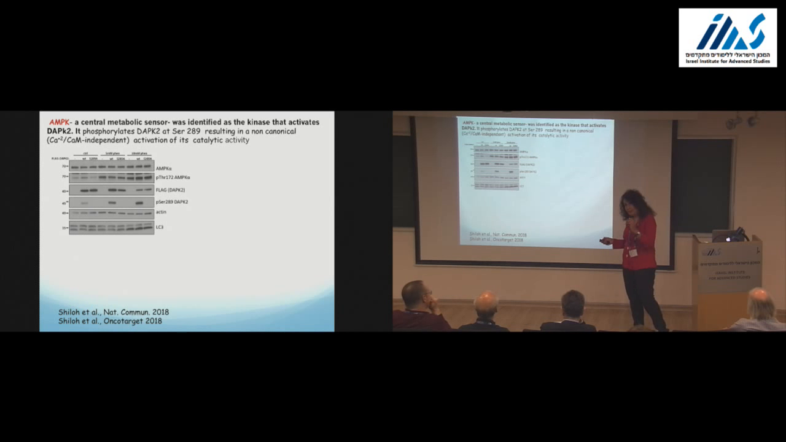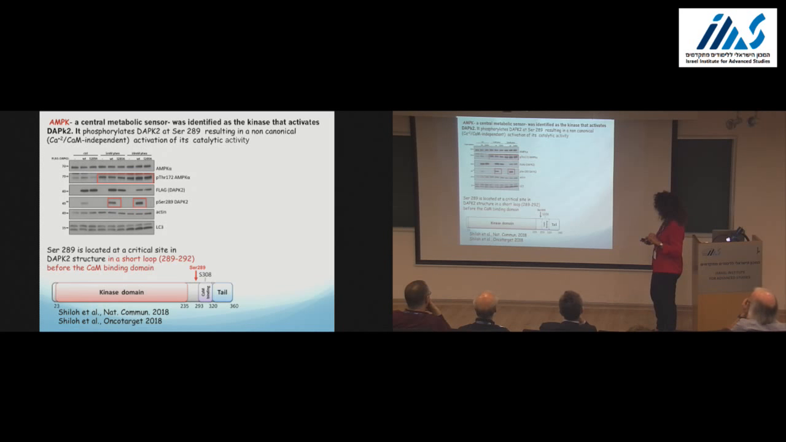So we are dealing here with transphosphorylation: a metabolic sensor that is activated during metabolic stress is phosphorylating DAP kinase, again at a very important position. And I will tell you very briefly about this position. It's position 289, which is very critical in the structure of the protein. And you can see here the structure of the kinase domain. It has this calmodulin binding domain, and it has a small short loop where we have identified the phosphorylation of DAP kinase 2 by AMP kinase. So during stress, AMP kinase phosphorylates here.